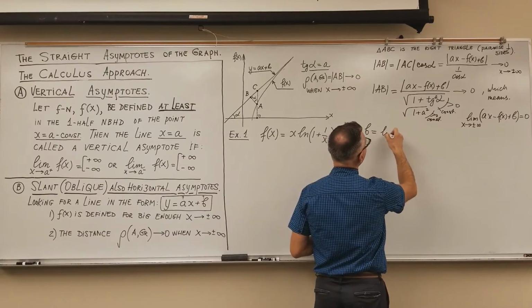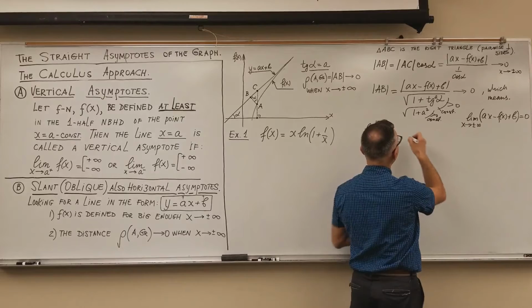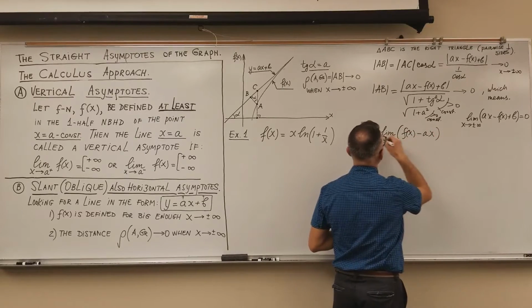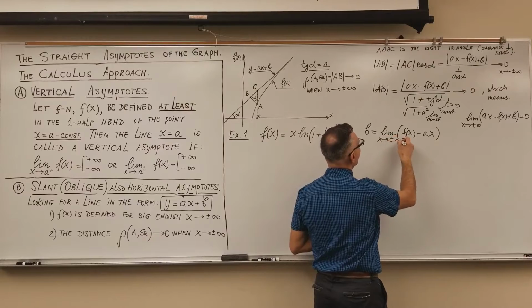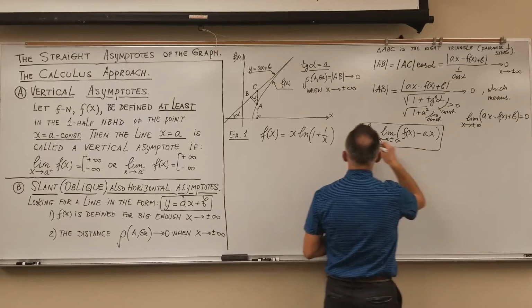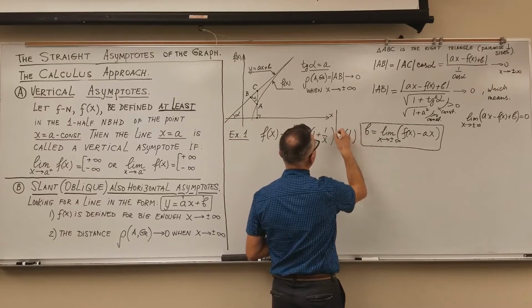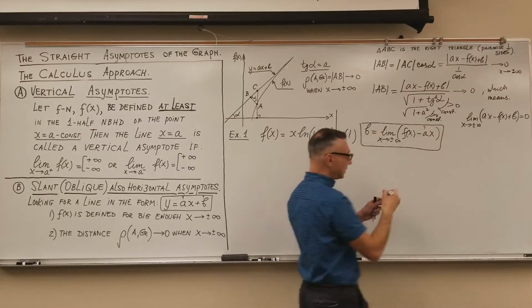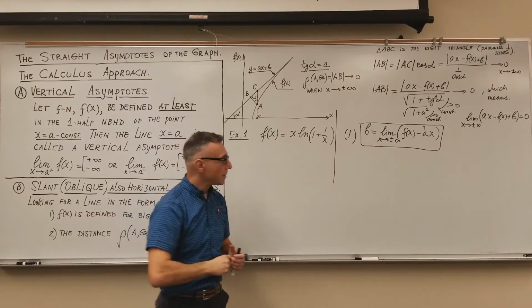And finally, I will get a formula for my intercept. b will be equal to the limit of f of x minus ax when x goes to either plus or minus infinity. I will call it formula 1. That is the formula for the intercept. And I still need to find a, the slope.